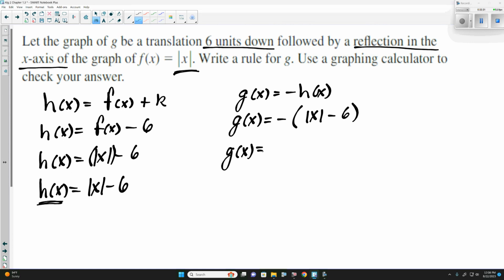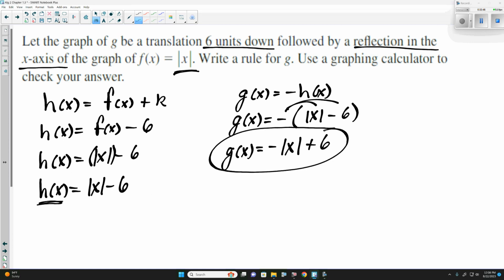So the last thing we need to do is distribute the negative between these two here. If we multiply the negative by the absolute value, we get negative absolute value of x. And the negative multiplied by the -6 would give us a 6. Telling us that our final function with these two transformations is negative absolute value of x plus 6. Any questions on any of this here?